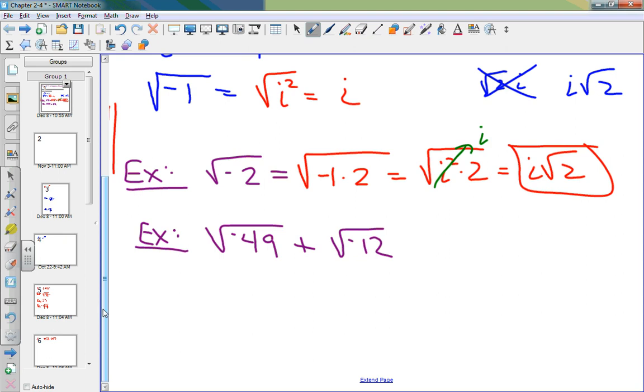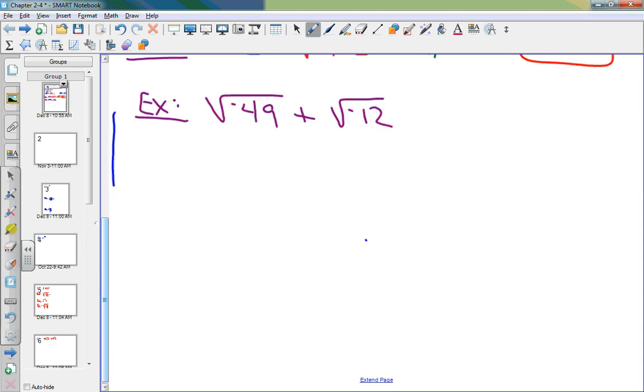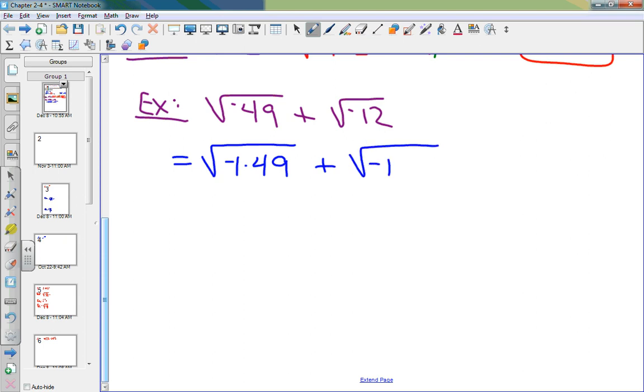Okay, now, next. Square root of -49 plus the square root of -12. Okay, so if I have the square root of -49, what do I need to do there? I need to ask myself, what is -49? That's going to be -1 times 49 plus -1 times 12. What is -1? i squared.